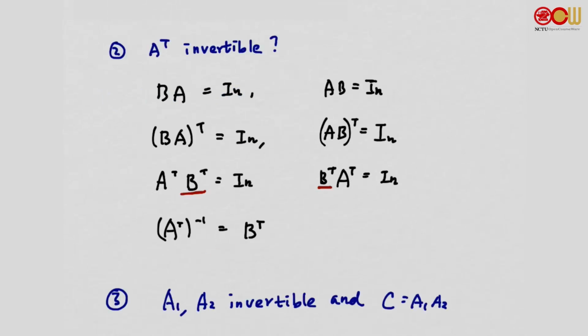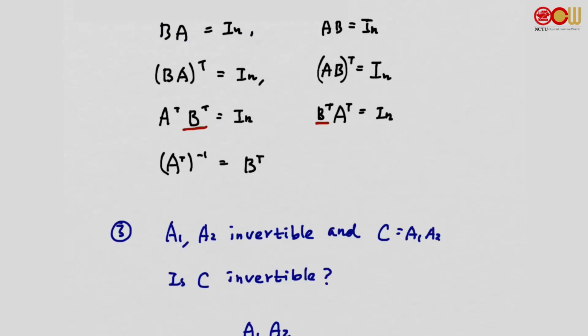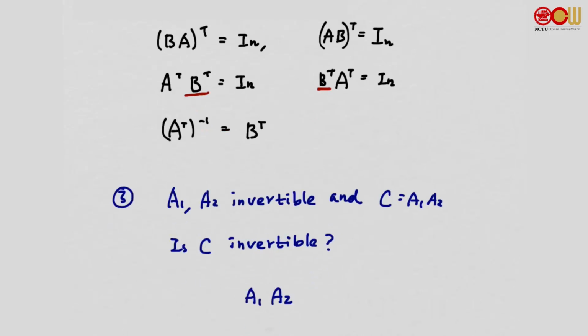Now suppose we have two invertible matrices, A1 and A2. C is the product of A1 and A2. Is the C matrix invertible? For C to be invertible, we need to find a matrix such that when we multiply at the front and at the back, we get the identity. So let's try to multiply a matrix at the front so that the product is the identity matrix.